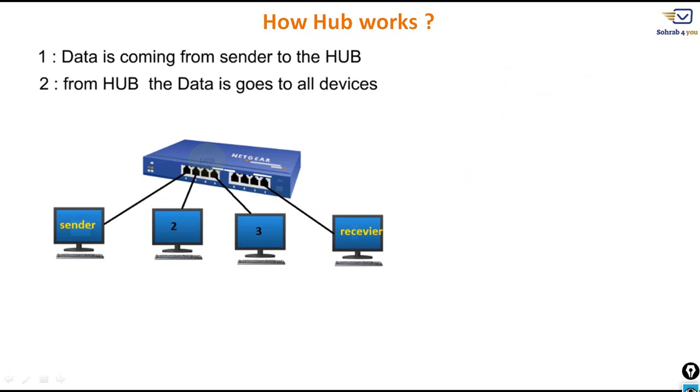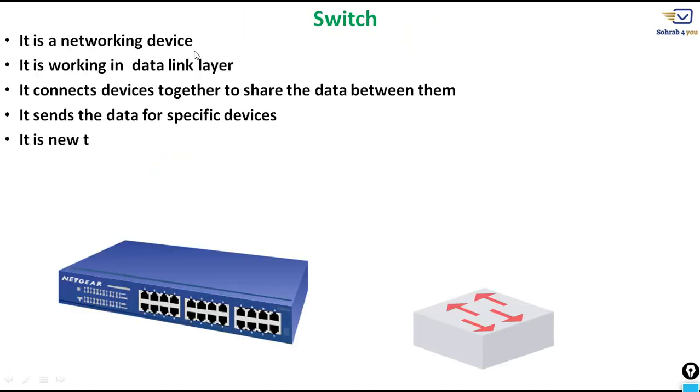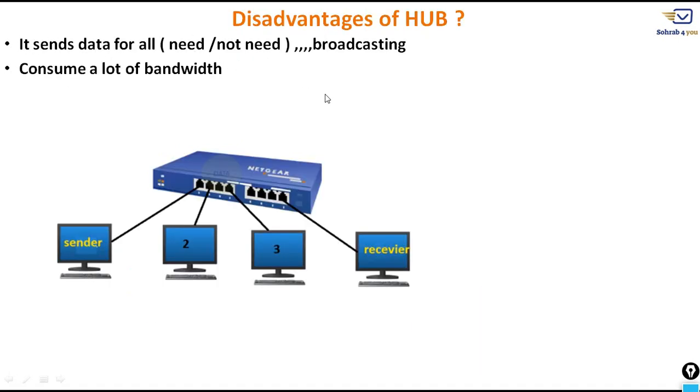So let's move to next. What are the disadvantages of HAP? The first disadvantage of HAP is it sends the data to all, whether someone needs it or doesn't need it. It's going to broadcast. It's going to send for everyone.